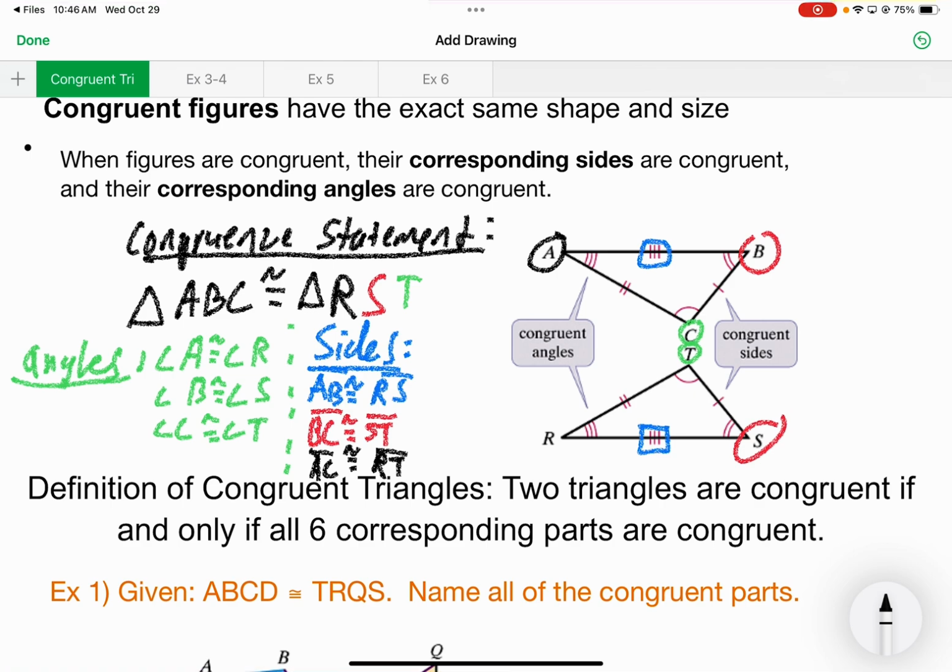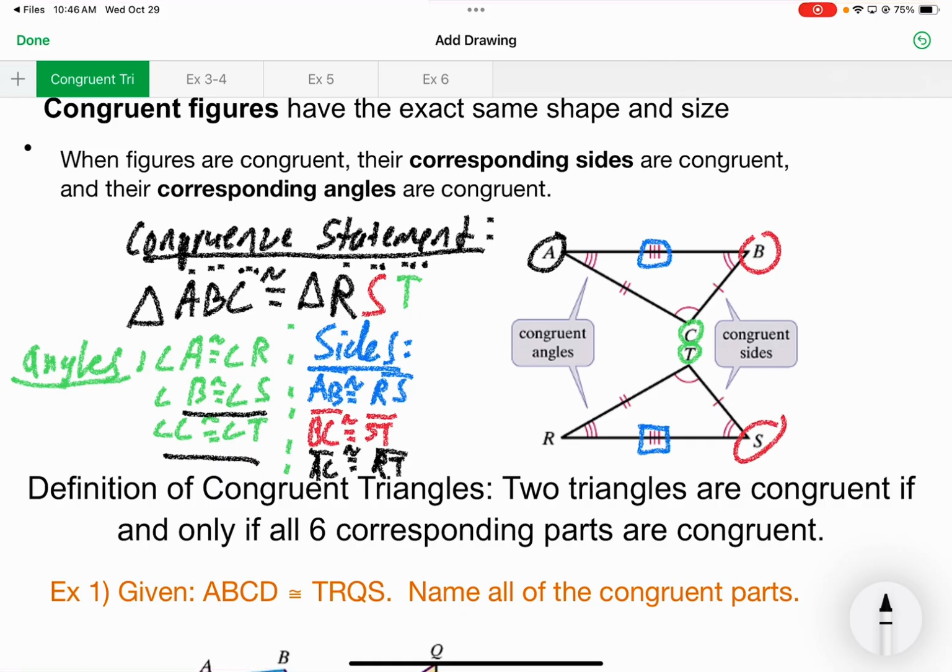If you look, we picked A and R to be the first letters, so those are going to go with each other. So B and S were the second letters. Angle B is congruent to angle S. And then C and T were the last letters, so angle C is congruent to angle T. So if I list my congruent statement appropriately, all those pieces should line up.